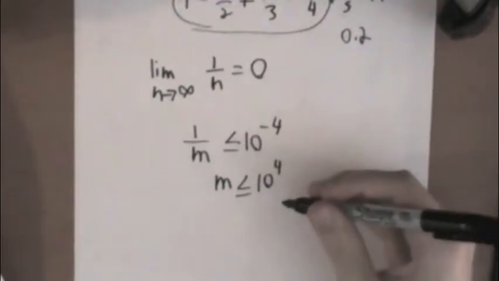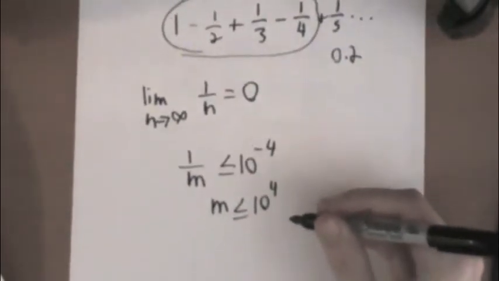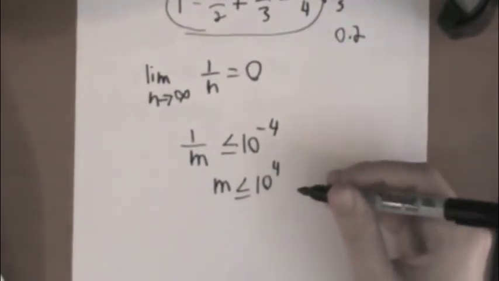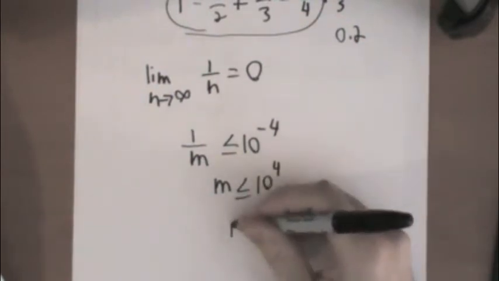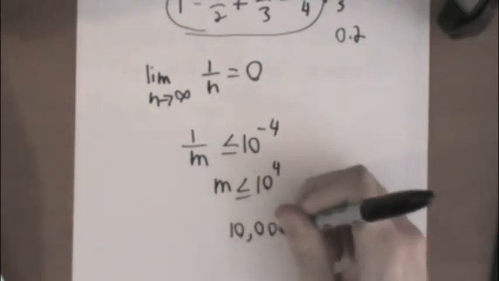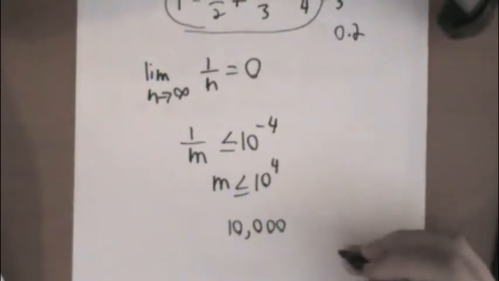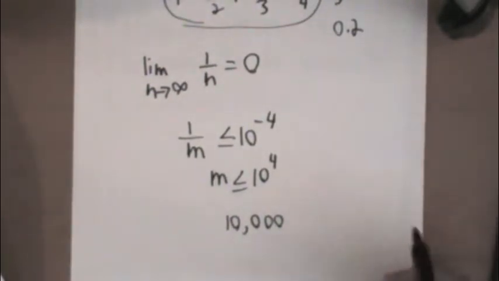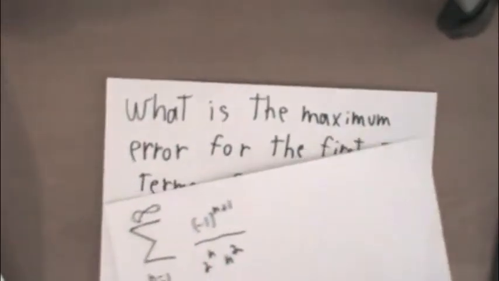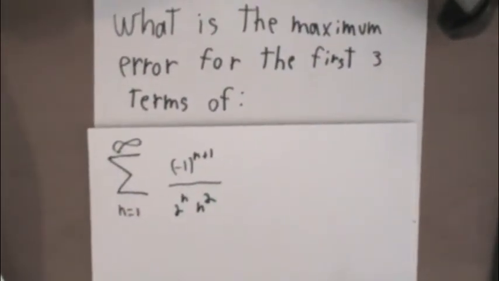Now what this tells us is that in order to get an accuracy of 4 decimal places, we would need to add the first 10,000 terms. Now this is a fairly high number, and it's not going to be like this for all examples. So here's the next one. It's a little bit more complicated.